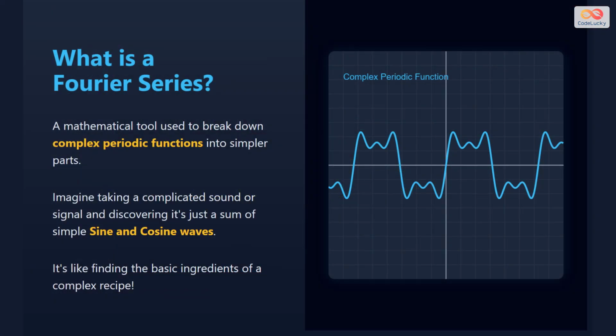So, what exactly is a Fourier series? At its heart, it is a tool for decomposition. Just like a prism breaks white light into a spectrum of colors, a Fourier series breaks a complicated periodic wave into a list of simple ingredients.